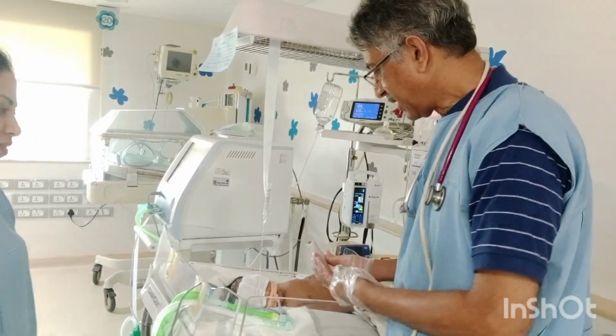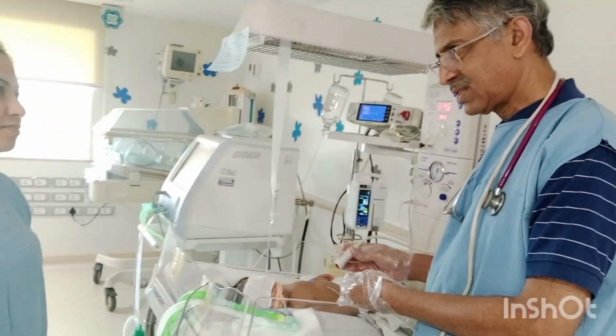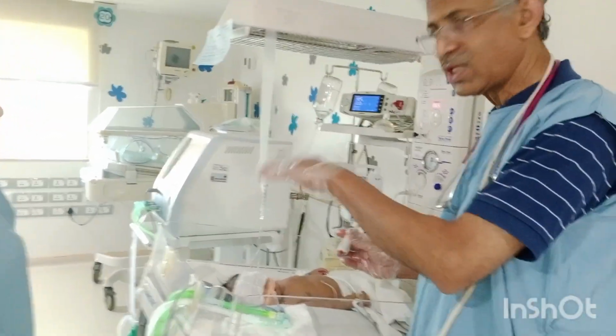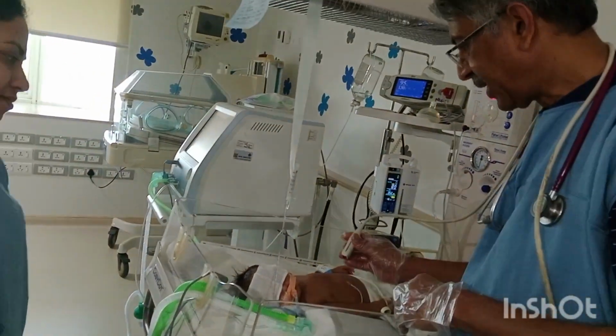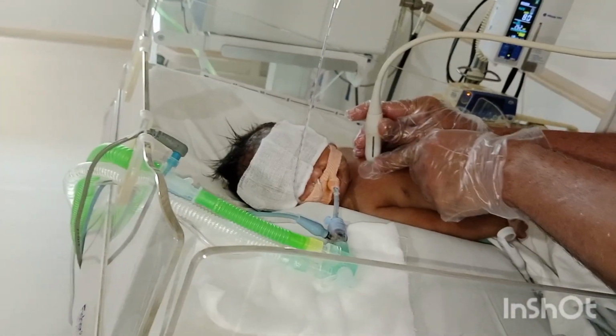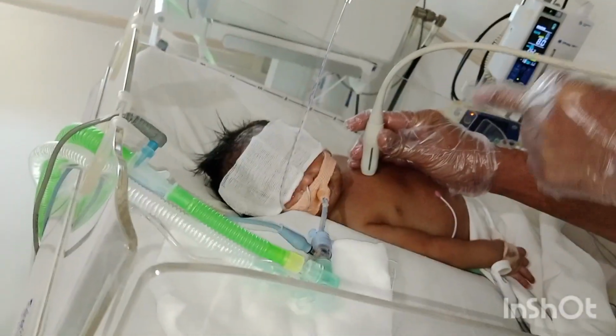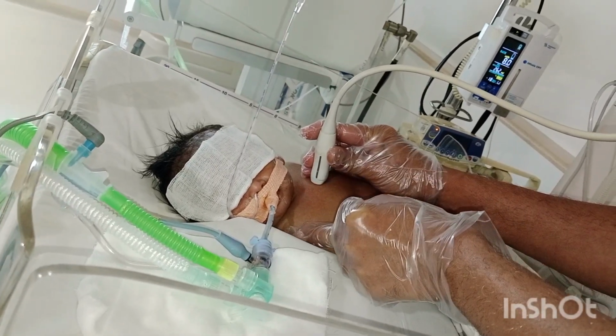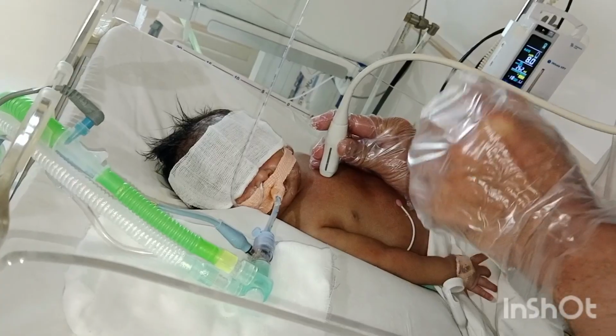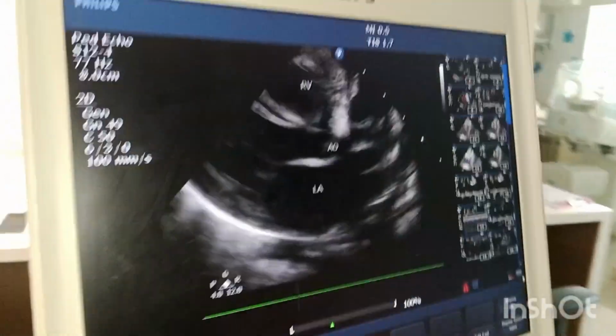So as usual, we start with different planes to view the heart. Let us start with the parasternal long axis plane. See where the probe is kept. You see this is the sternum. Parallel to the sternum, at the left second intercostal space, with the marker facing the right shoulder joint. So you see the image there? This is the image.